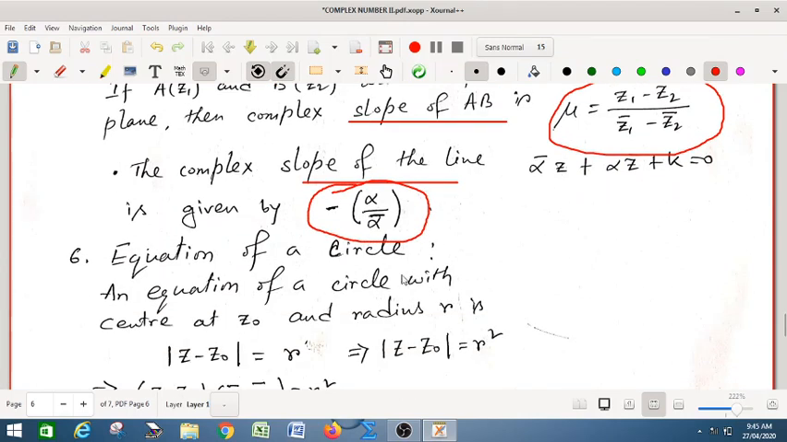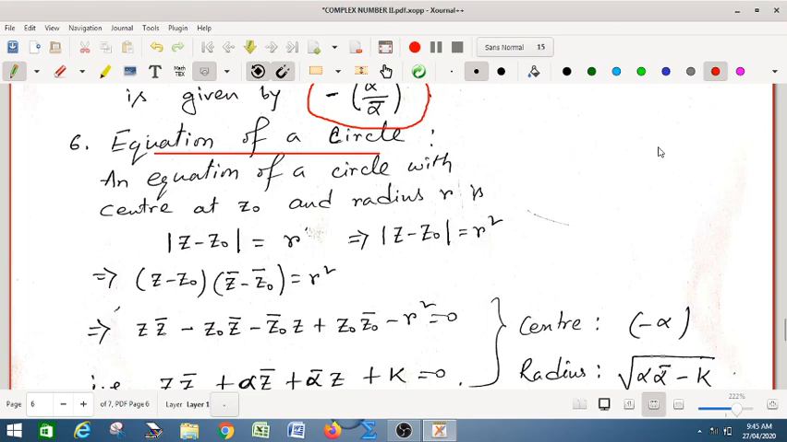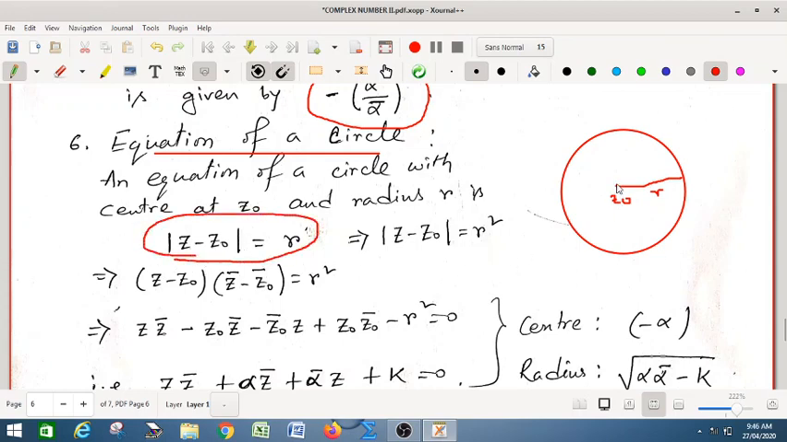Okay. Now we'll explain the equation of a circle. Let us draw a circle. If the center of the circle is z0 and the radius is r, so its complex equation is given by modulus of z minus z0 is equal to r. That is the distance, z is any point on the curve of the circle. Z is anywhere on the circumference of the circle. So this distance is always r. That is why the equation is mod of z minus z0 equal to r, because z0 is the center and r is the radius. So this is the equation of the circle.